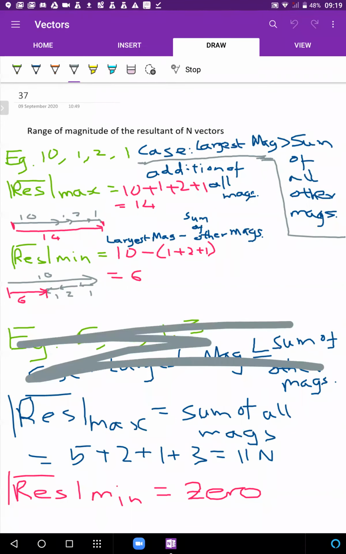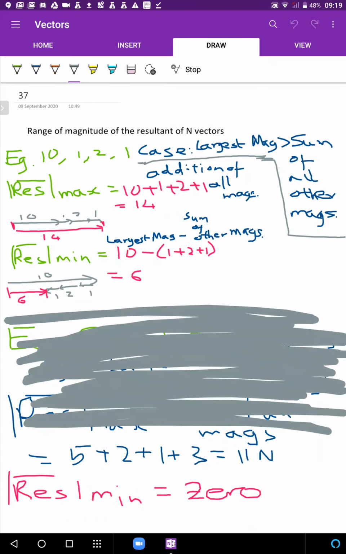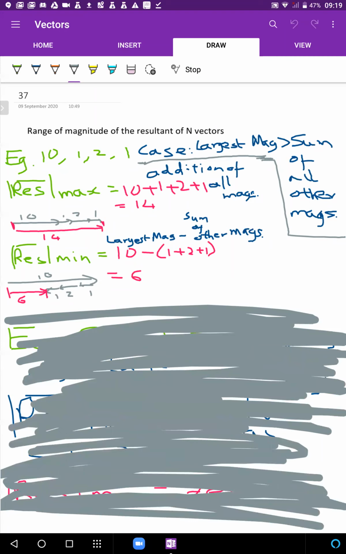Okay. So what is the range of magnitude of the resultant of n vectors? मतलब range क्या होता है? Range is like a set of values, है ना? मतलब कहाँ से कहाँ. Range describes that. कहाँ से कहाँ, minimum क्या है, maximum क्या है, किन values के बीच में something lies. That is range. Range of magnitude of the resultant of n vectors.